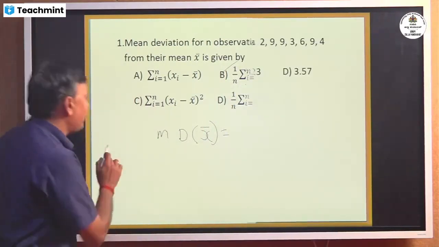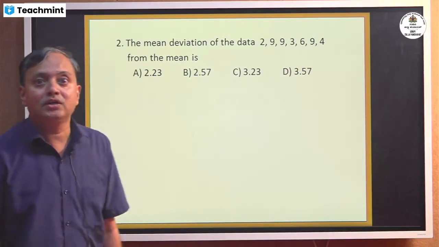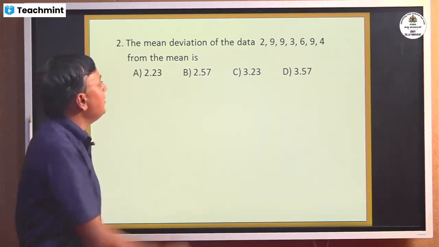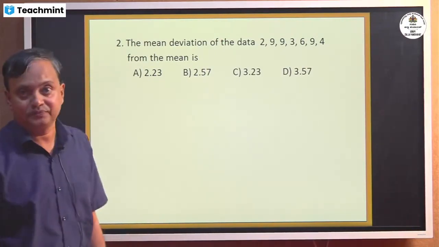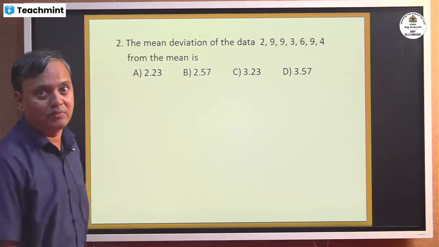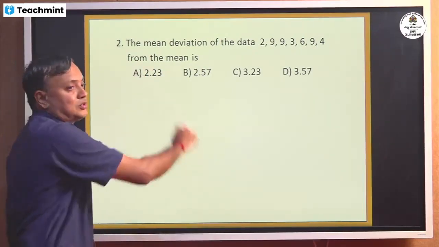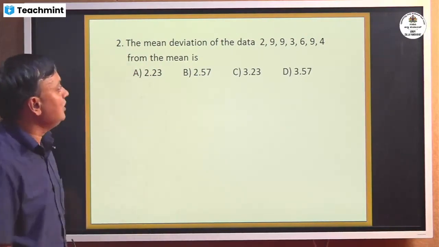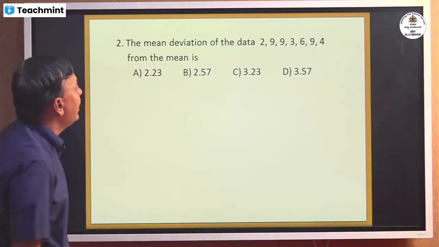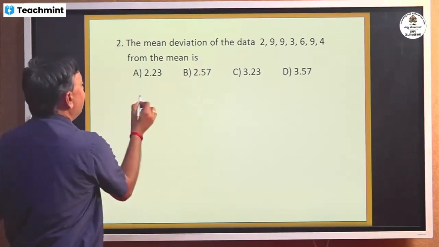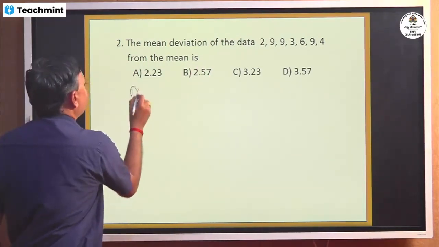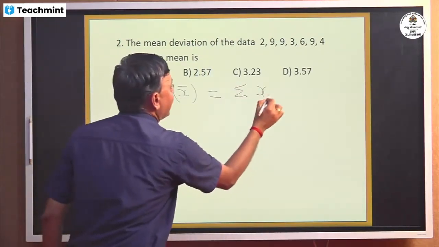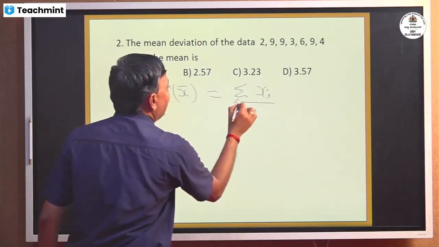So here one formula. Next question. Now here we have to find, using the previous formula, the mean deviation of the data from the mean. Here we have to use the previous question's formula, correct. So you have to solve this question using mean deviation about mean. First here we have to find the mean. So find mean x bar, formula: summation of xi divided by n, where i varies from 1 to n.